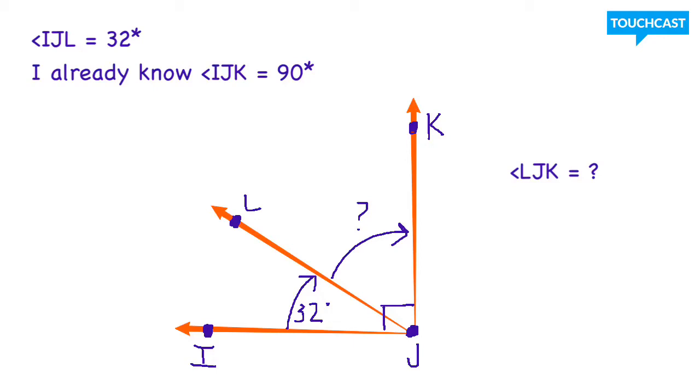I also know that one of the smaller angles, IJL, is 32 degrees because it's already labeled for me. So I'm going to have to take what I already know, that it's a 90-degree angle. I'm going to have to subtract the part that is given to me so that I can break it apart or decompose it and find the piece that is missing.